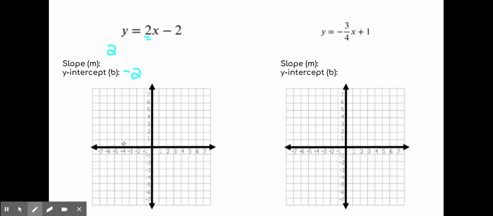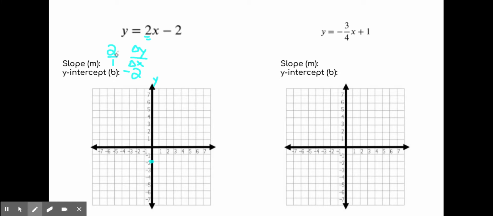So the next step is to plot b, plot the y-intercept on the y-axis. And remember, the y-axis is always the up and down one. So I'm going to go to -2, and I'm going to put a dot. Now, I need slope, and I need it to be the change in y over the change in x. Well, I have a whole number. How do I turn a whole number into a fraction? I put it over 1.